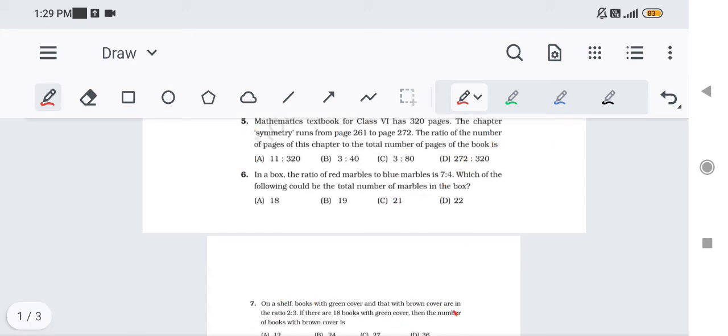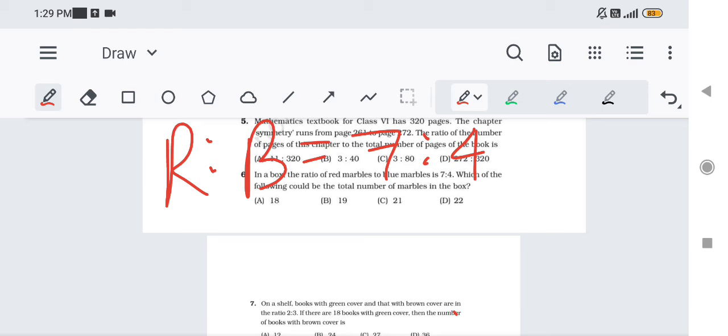Now in question number 6 it is written, in a box the ratio of red marbles to blue marbles is 7:4. Red marbles is to blue marbles is 7:4. Now which of the following would be the total number of marbles in the box? As I said, whenever we are trying to find the total number of anything from a ratio, each of the numbers will be either a multiple of 7 or a multiple of 4 or a multiple of the sum of these two numbers.